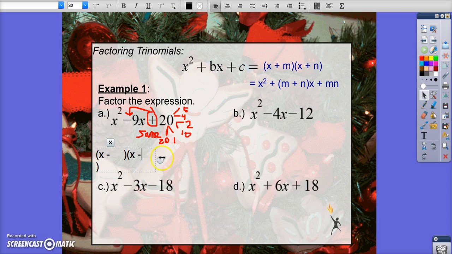Now I need to look at my factors to say, all right, well, all 3 sets of factors multiply to get 20, but which 2, when you add them together, do you get negative 9? Let's think for a second with these 3. It should be 5 and 4. Negative 5 minus 4 is negative 9. And honestly, it doesn't matter which one comes first. That's our answer.